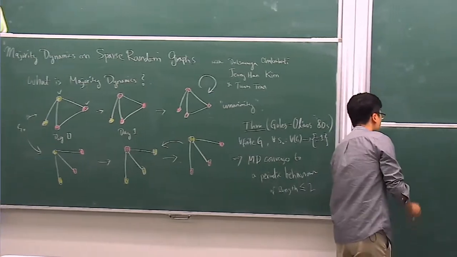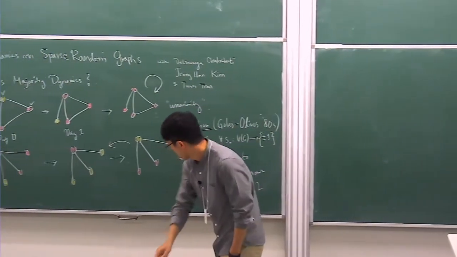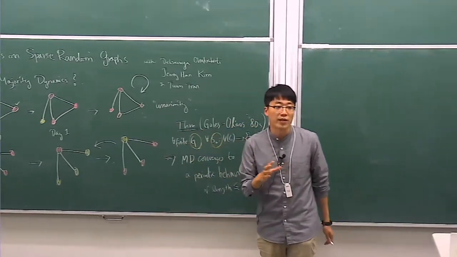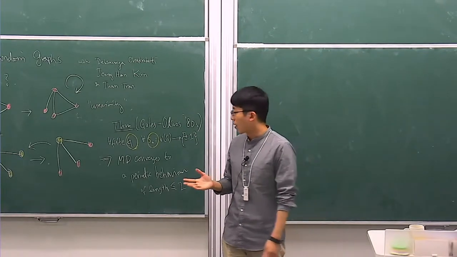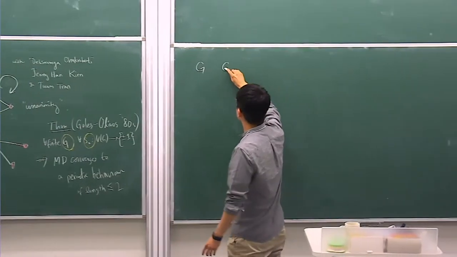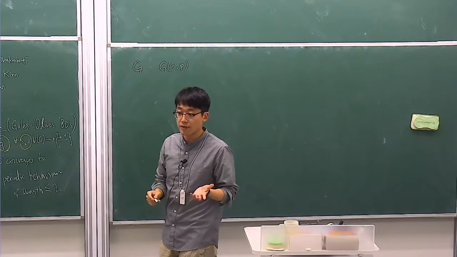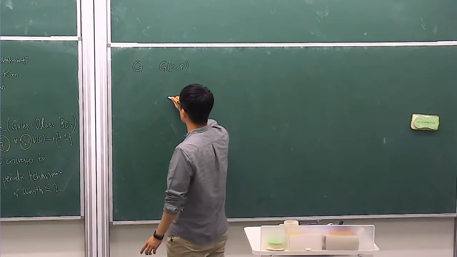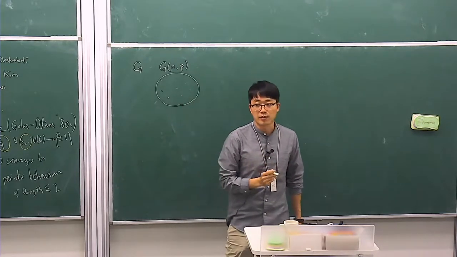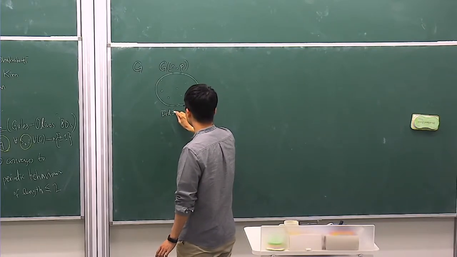Note that we have two things to set up, which are the graph G and the initial opinion S naught. The situation varies depending on what graphs G we use and what S naught we assign, so there are several possible choices. For example, for G, in probabilistic combinatorics the most basic and interesting example is the Erdős–Rényi random graph G(n,p), which means I take n vertices and flip a coin with heads probability p independently at random to decide whether there's an edge or not. That's the Erdős–Rényi random graph.